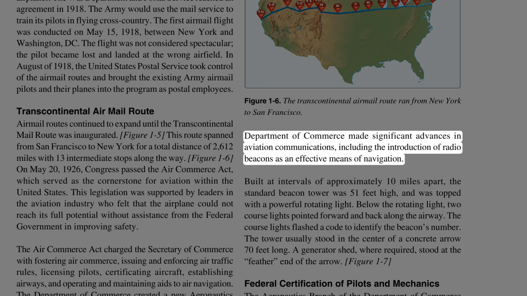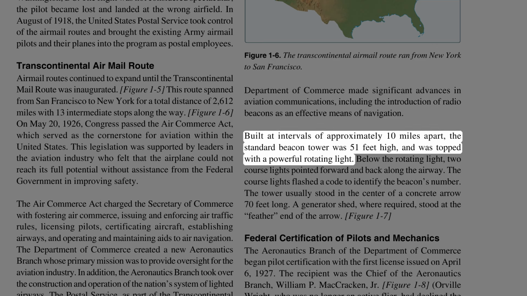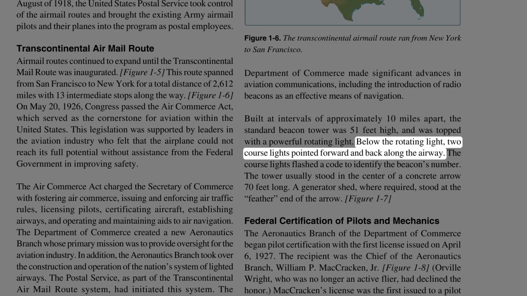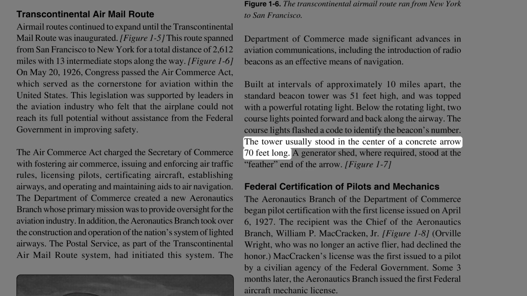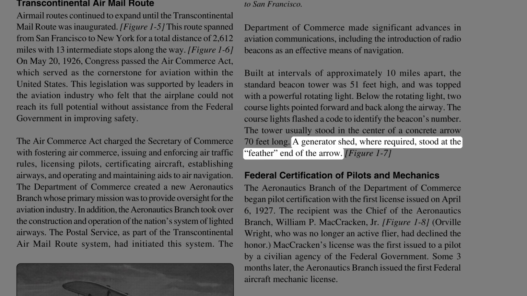The Department of Commerce made significant advances in aviation communications, including the introduction of radio beacons as an effective means of navigation. Built at intervals of approximately 10 miles apart, the standard beacon tower was 51 feet high, and was topped with a powerful rotating light. Below the rotating light, 2 course lights pointed forward and back along the airway. The course lights flashed a code to identify the beacon's number. The tower usually stood in the center of a concrete arrow 70 feet long. A generator shed, where required, stood at the feather end of the arrow.